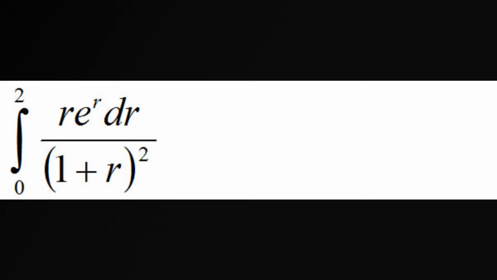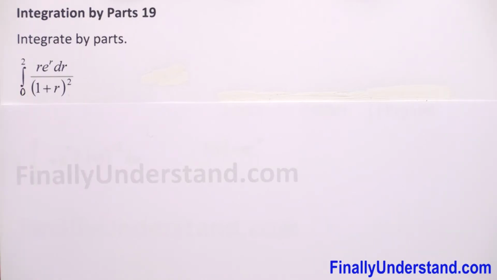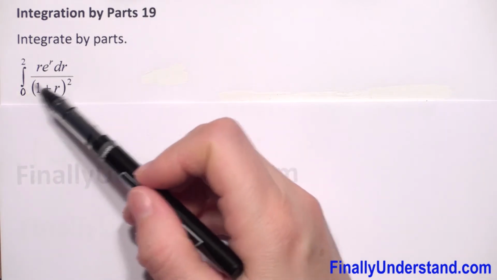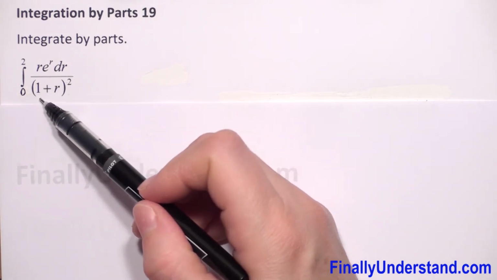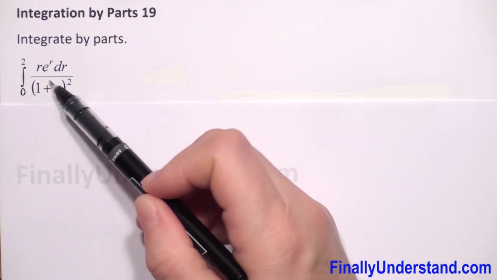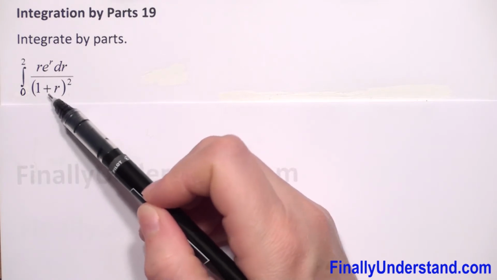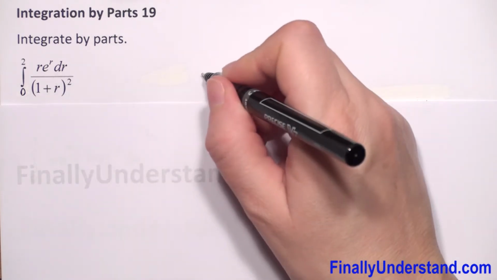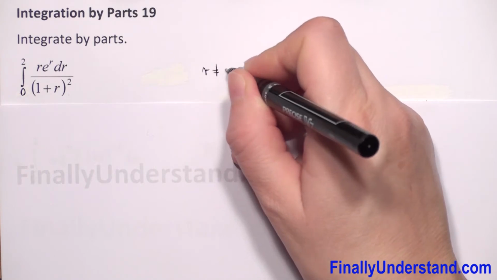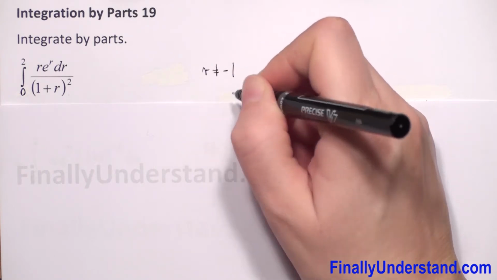We have a definite integral. So when we have a definite integral, what is the first step? We have to check if our function is continuous. So we need to check the domain of our function first, because we have here in the denominator 1 plus r, we cannot have 0 in the denominator, so r must be different than -1.